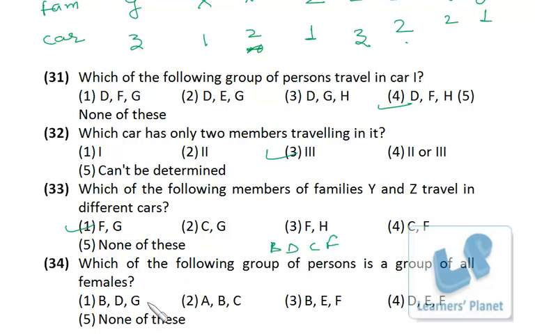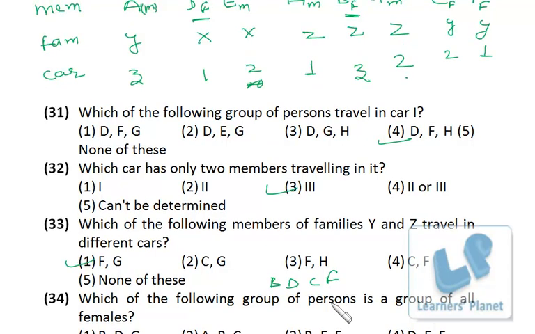So here G is there, here A is there, here E is there. So none of these, right? B, D, C, F. We have to have any three of them among the options, so that we don't have. So that's the "none of these."